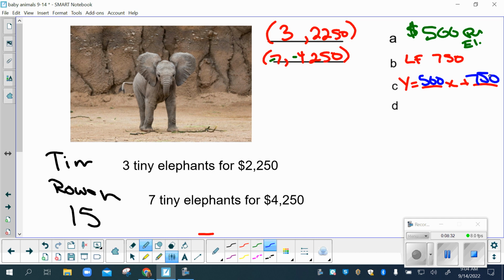Now we're ready to find Becky's question. She wants a pack of them. She wants 15. We need to plug that 15 in somewhere in that equation. Which one is our number of animals, the x or the y? The x. Plug it in for x. Tell me what it's going to cost Becky to get her lovely little herd.